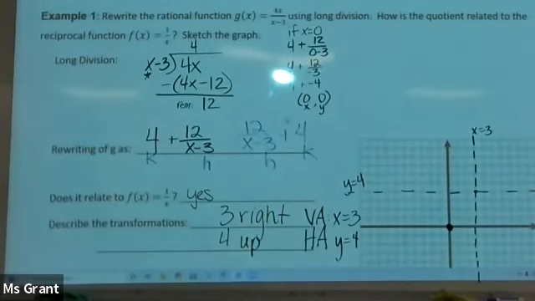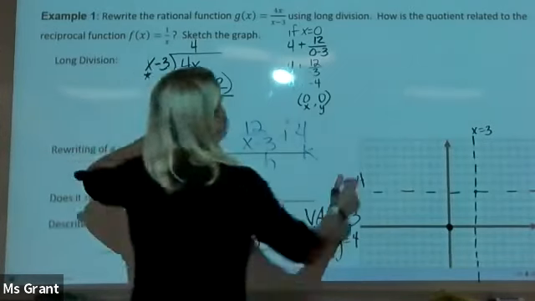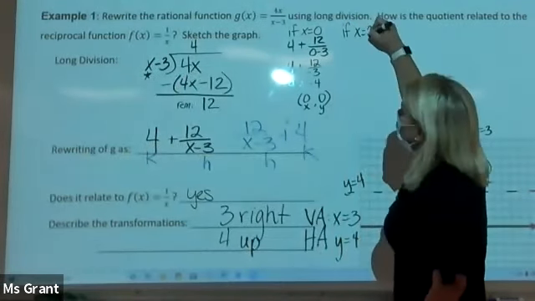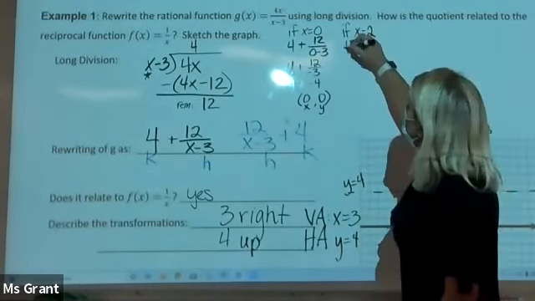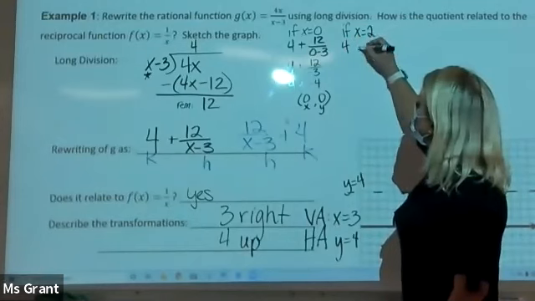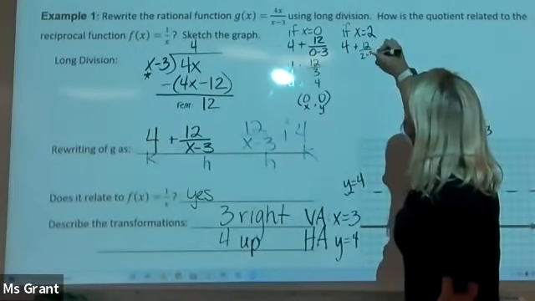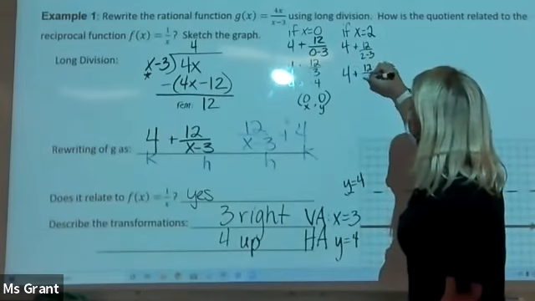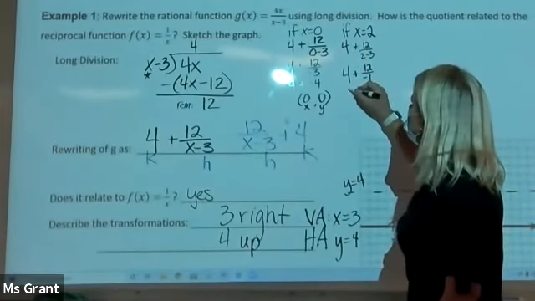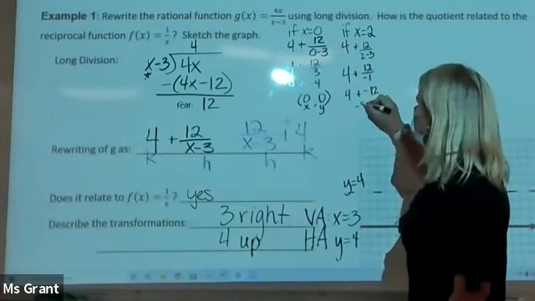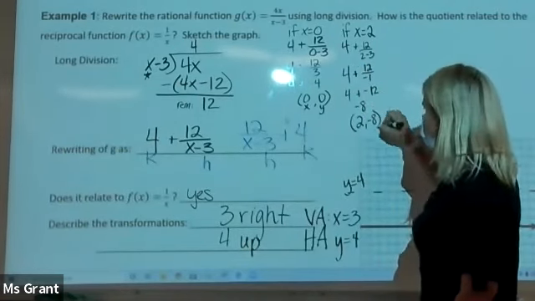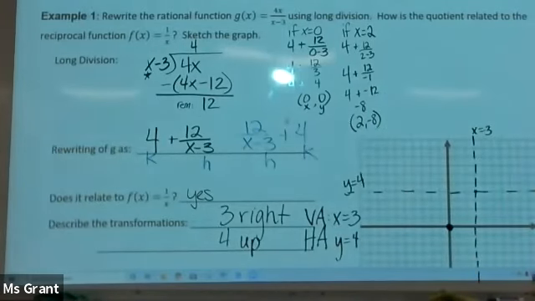Let's pick something else on the left side of my vertical asymptote. 1 or 2? I pick 2. 4 plus 12 over 2 minus 3, 4 plus 12 over negative 1. Ooh, negative 8. 2 comma negative 8. Wow, sorry, it goes off my paper. Bummer. Anyways, way down here. Something like that.